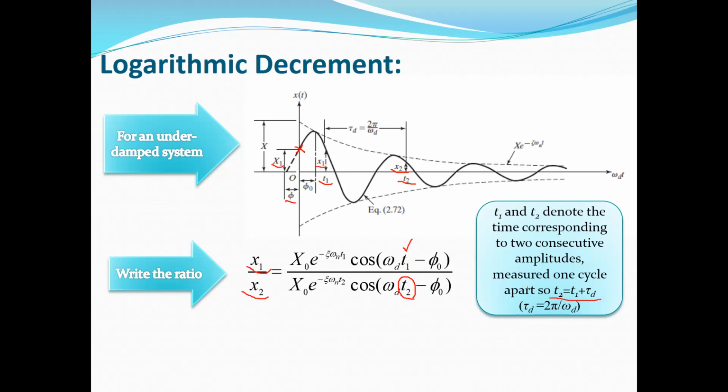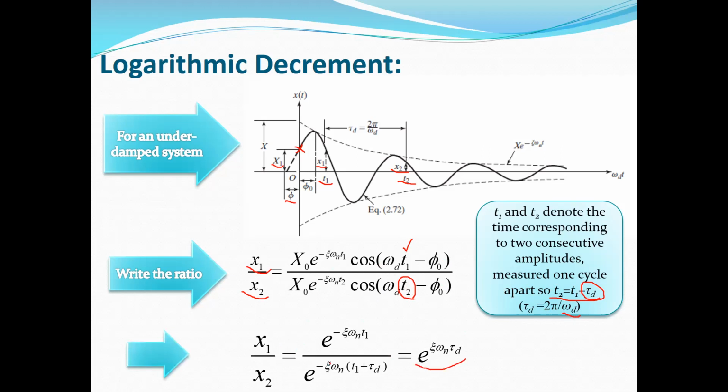As you can see, t2 is equal to t1 plus tau d, where tau d is the period of the motion, and it's equal to 2 pi divided by omega d. And omega d is the damped frequency of your system, or the natural frequency of the damped system. If you substitute for t2 in terms of t1 and the period and simplify, you can extract this equation. You will see that the ratio of x1 to x2 is equal to exponential of psi omega n tau d.